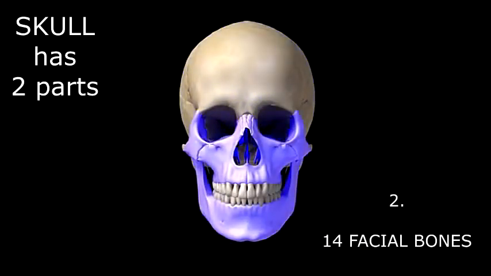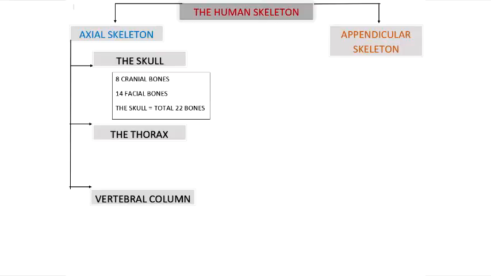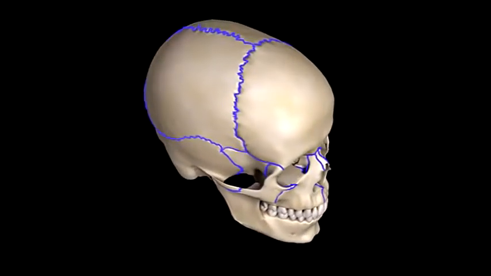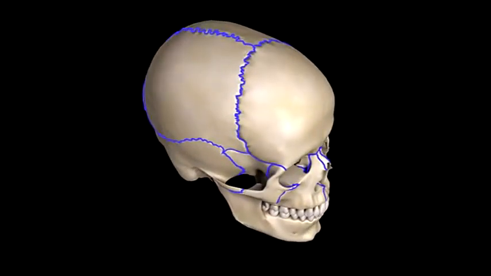And these bones shown in blue color are facial bones. There are 14 facial bones which form the underlying structure of the face and support the teeth. With the exception of the mandible, the bones of the skull articulate with each other, that is, they stick to each other through joints known as sutures or suture joints.